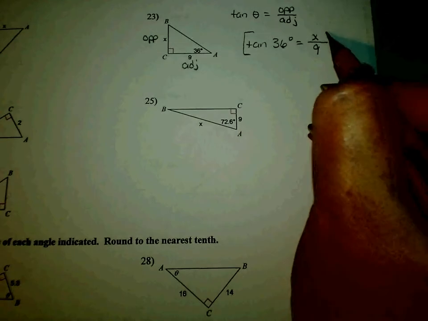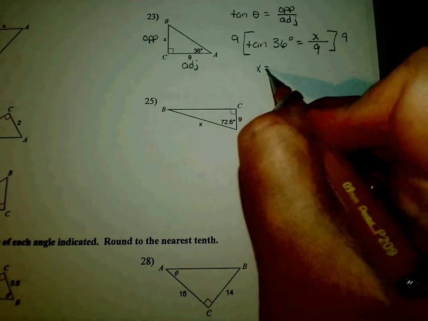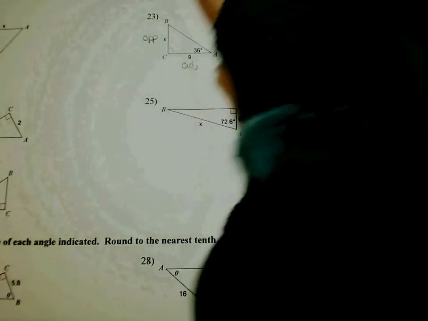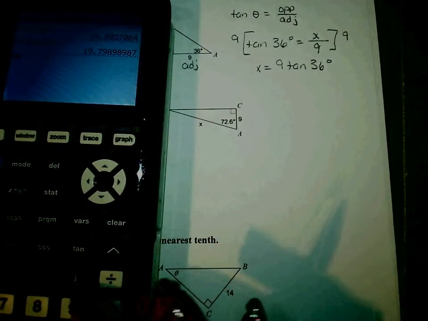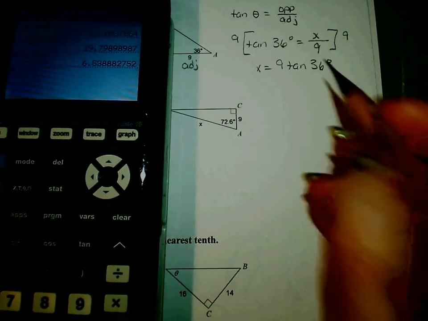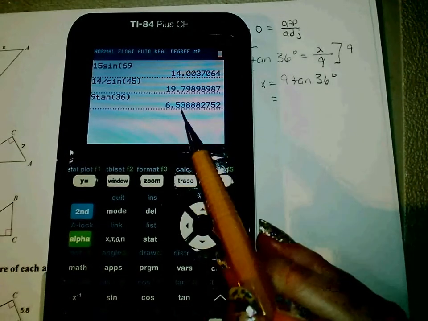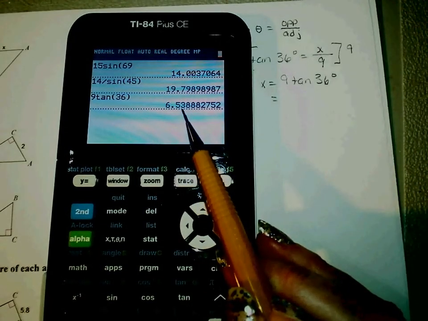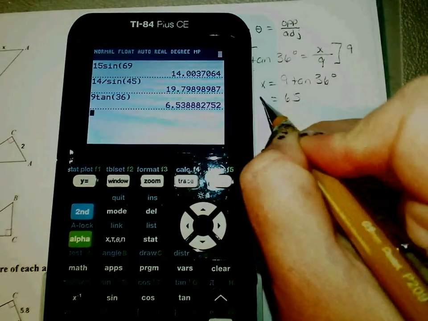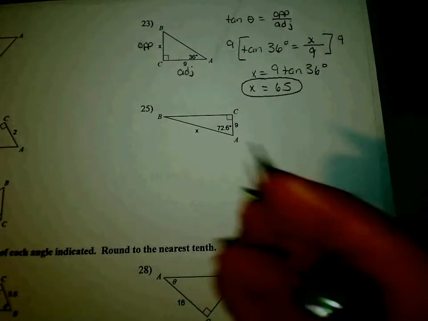To solve that, I multiply both sides by 9, and I get x equals 9 times tangent of 36. And I'm rounding to the nearest tenth. So I look at the hundredths place, that's a 3, that won't make it round up, so it's 6.5. And there's my final answer.